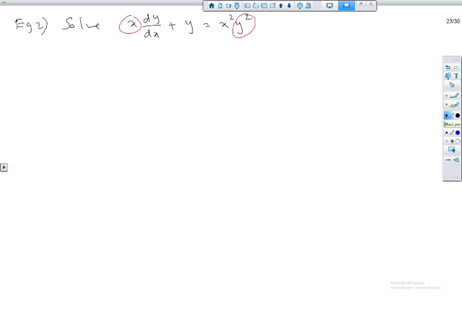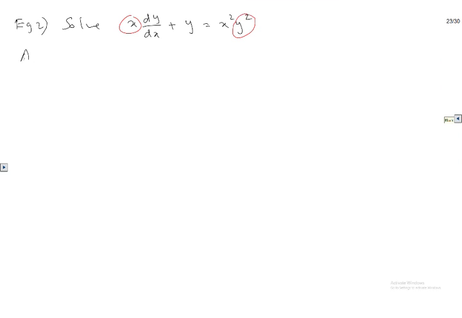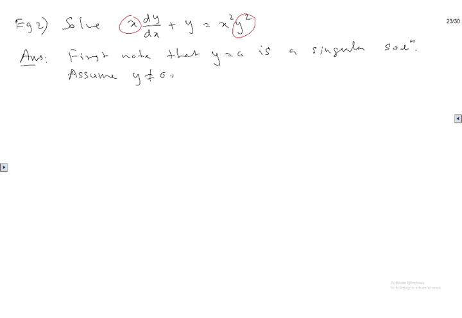Okay, so again, as before, we're going to make the assumption. So we say first, note that y equals 0 is a solution, a singular solution. Good. Okay, it's a singular solution. And then what we can do is assume y not equal to 0, because if y equals 0, you cannot divide by 0. So that's why we need to make this assumption, because otherwise this argument is completely wrong.